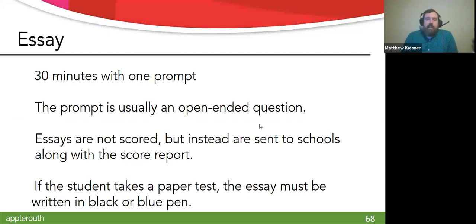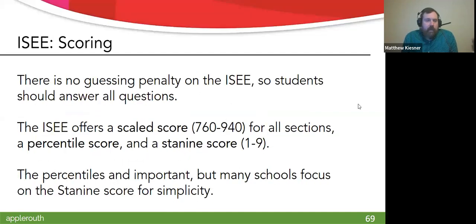And then there's the essay prompt. It's an open-ended question. Again, not scored, but sent to the schools, same as the SSAT. One weird little quirk with the ISEE, if they're doing this on the paper version, is that they need to write in either a black or blue pen, so they're not able to erase, which is a little bit of a quirk. That's something I definitely assume we need to be responsible for. So for scoring, there is no guessing penalty on the ISEE, so students should answer all questions. That's the difference from the SSAT.